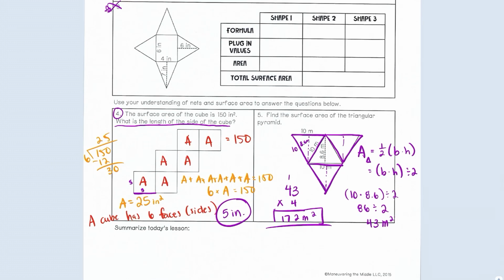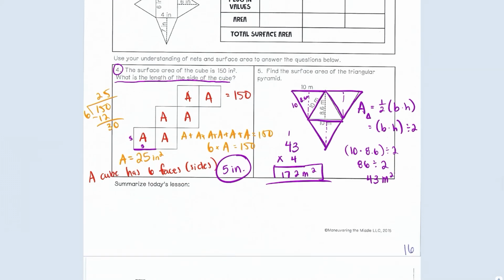All right, so now that we've completed pages 15 and 16, I want you guys to go ahead and summarize this lesson. What did you learn? How do you go about finding the surface area of these types of prisms? Okay, so pause the video, take about 2 minutes, and summarize your lesson, please.